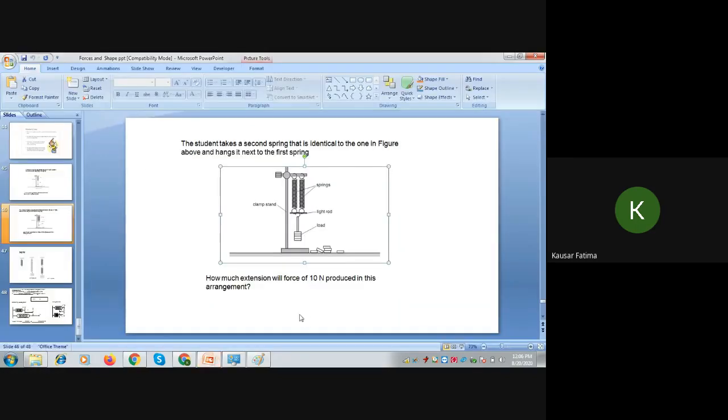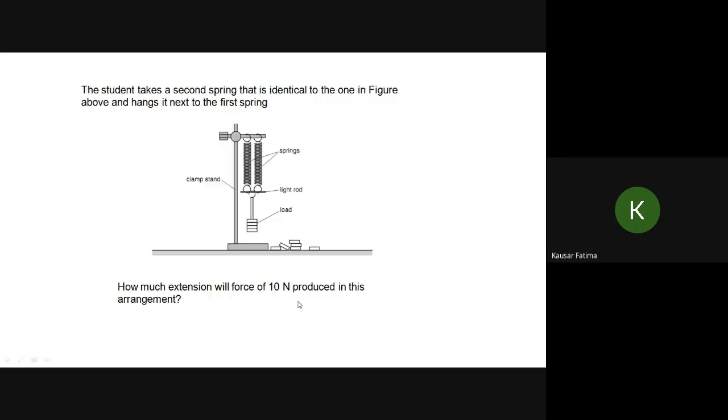In the same way, we can have the other arrangement. This is an unstretched spring, the same spring, and a 10 Newton force is producing 2 centimeter extension. How much extension will be produced when the springs are attached this way, one after the other? We call it series. These are two identical springs and a 10 Newton force is hung. Because 10 Newton is acting on both of them, each spring will extend by 2 centimeter. So the total extension will be 4 centimeter.